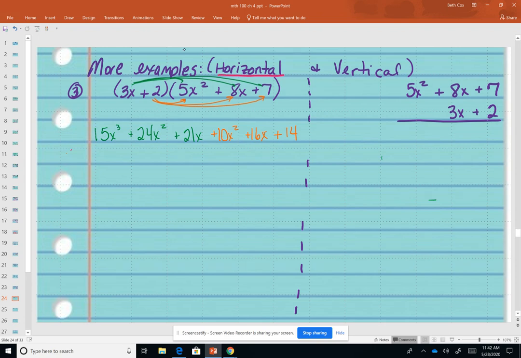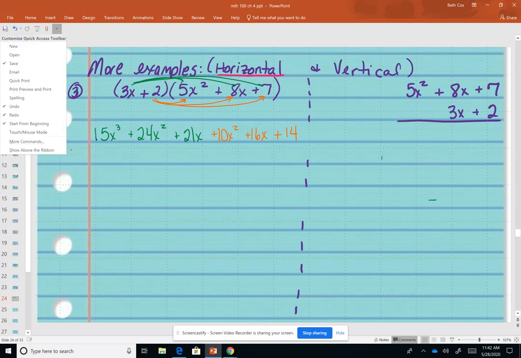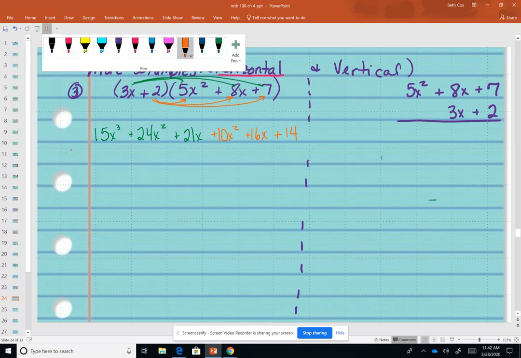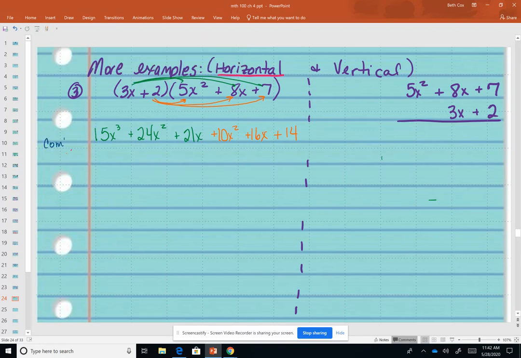So 15x to the 3rd, 24x to the 2nd, 21x, 10x to the 2nd, 8x to the 1st, and 14. Okay, so now I'm going to combine my like terms. And let's see. Combine like terms. This is just adding and subtracting.